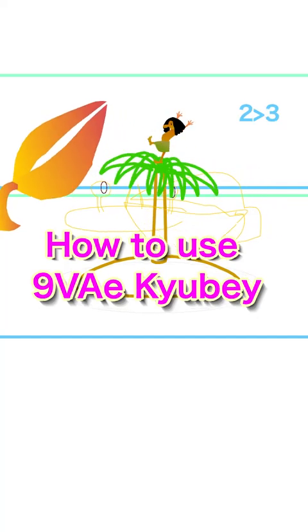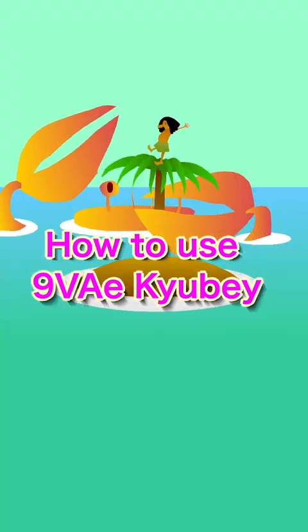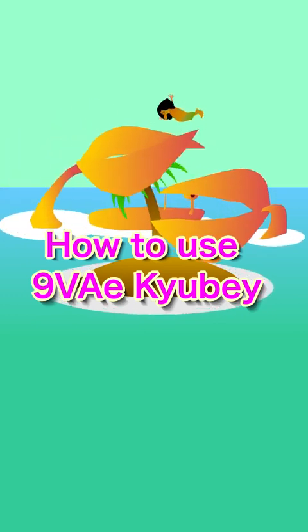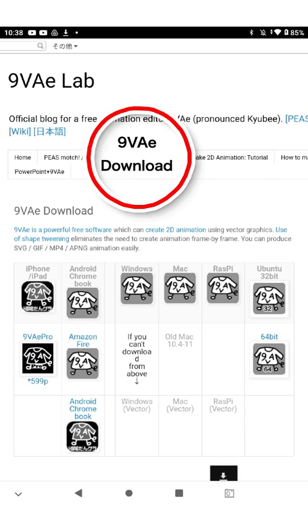I will explain how to use Kyubey. First, I will explain how to download Kyubey. Search for 9VAE and Lab. Open the 9VAE Lab website. Click Download. Open the Download page.